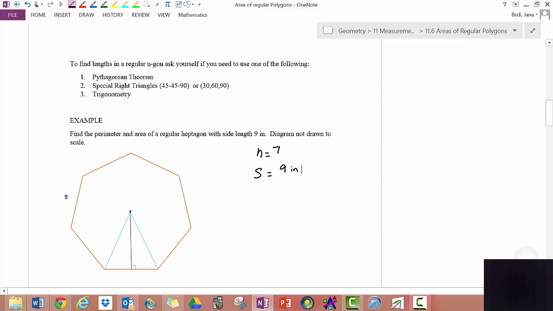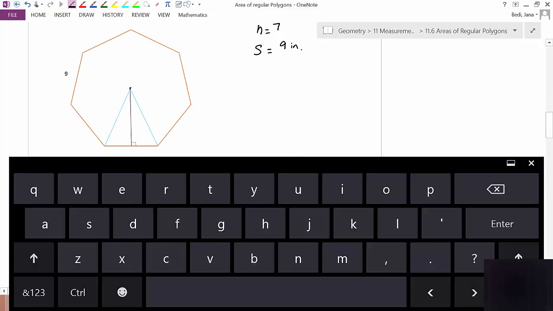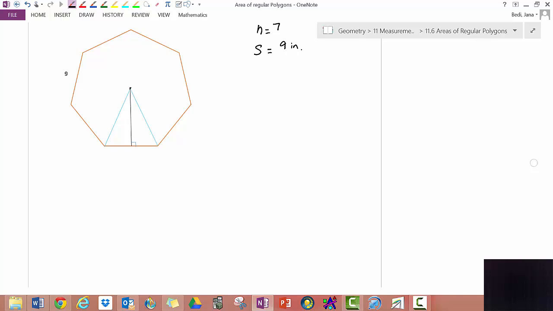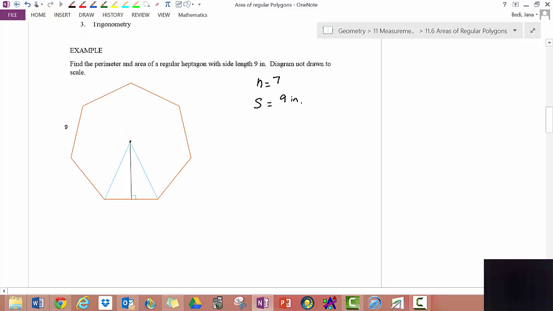Okay, so let me write my formula down first. That's the first thing we do. Write the formula down. So the formula is A equals, you know what, I'm going to start over here. I may run out of room. So A equals a n s over 2, fill in what you know. So A equals lowercase a, which is the apothem, times 7 times 9 over 2, and this will be inches squared.